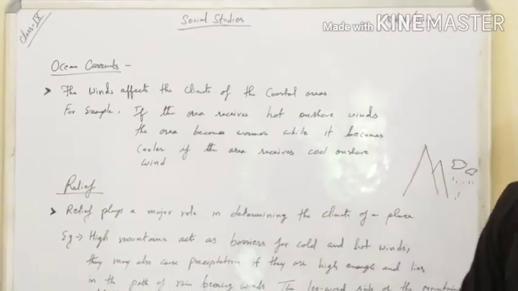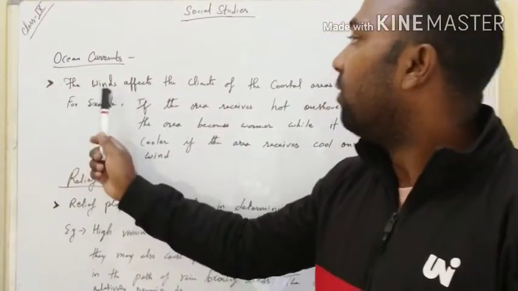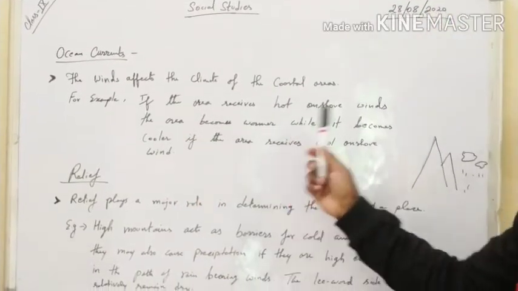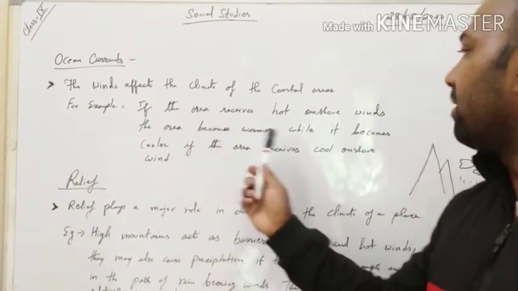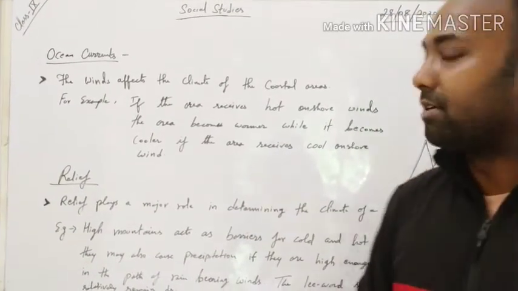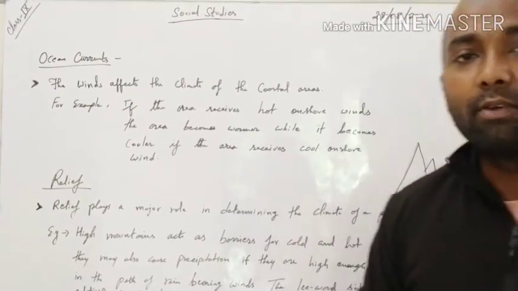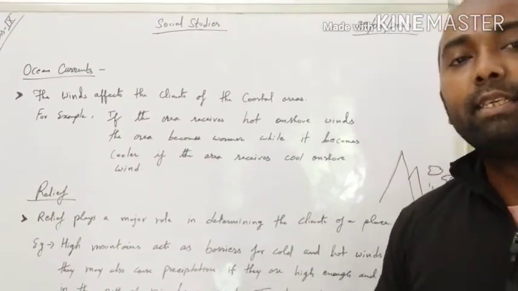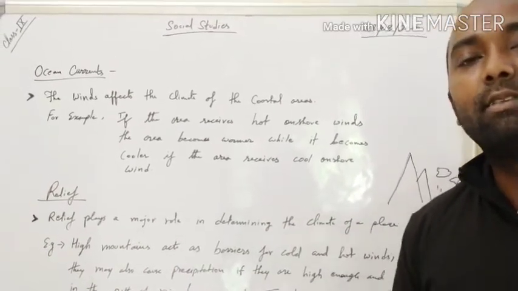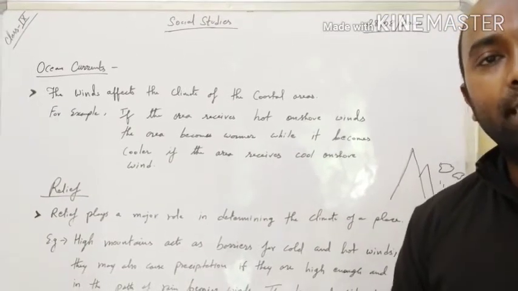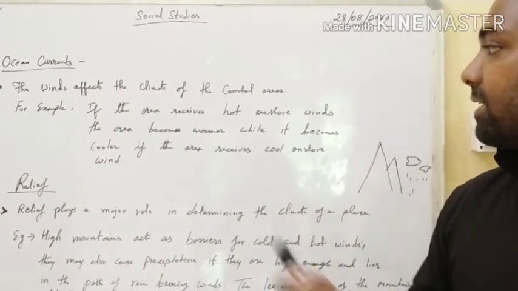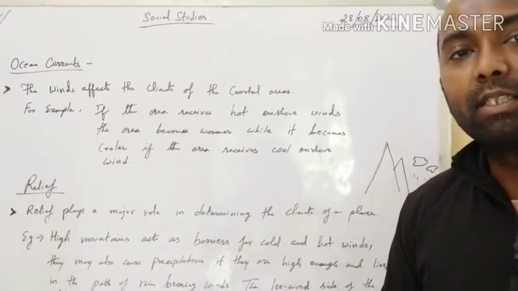Now let us understand another point, that is ocean current. The wind affects the climate of the coastal areas. If the area receives hot onshore wind, the area becomes warmer, while it becomes cooler if the area receives cold onshore wind or cool onshore wind. What this means is that when the wind blows from the sea, if the wind current is warm, the wind which blows towards the land is warmer, then obviously the land will receive the warm air, which will increase the temperature of the area.